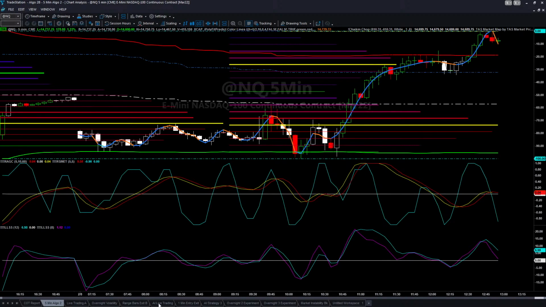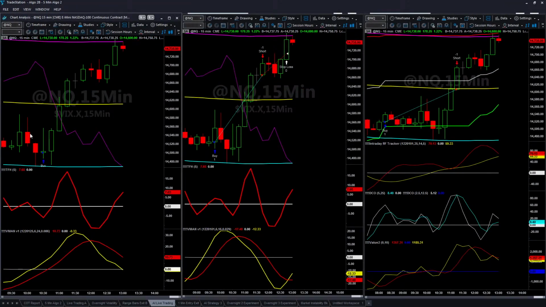The strategy, however, doesn't do that. The strategy keeps you in the trade. And here's that level right here that you were looking at on the 5-minute, and it just kept you in the trade, boom, all the way up.